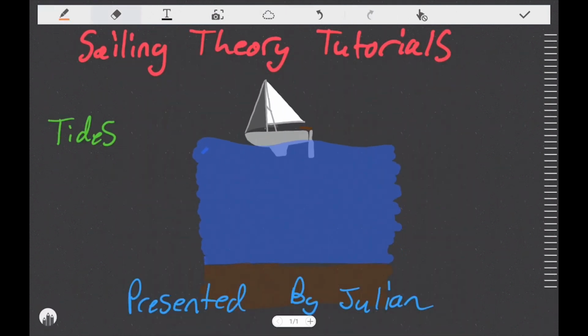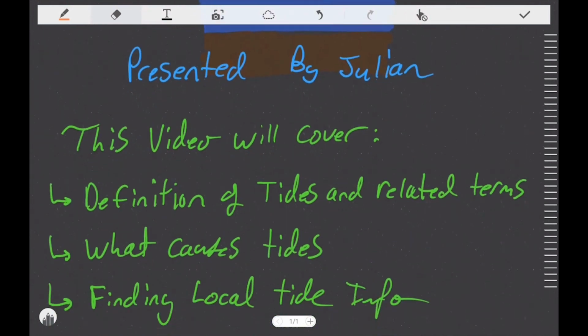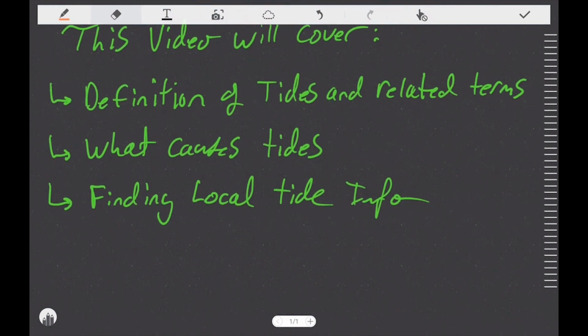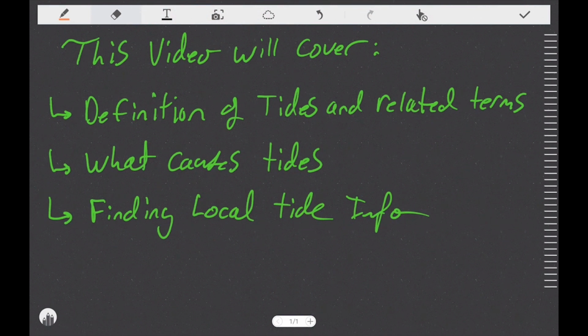So this concludes my sailing theory tutorial on tides. In this video, we defined tides and a bunch of related terms. We talked about what causes tides and what causes variation in the size of tides. And at the very end, we talked a little bit about how to find local tide information.